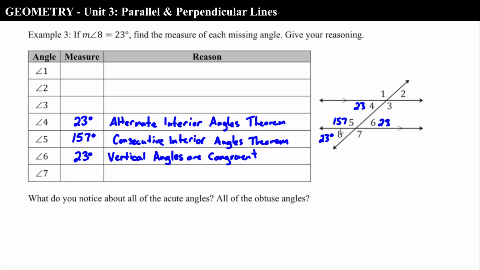Well, we can certainly use that to find angle 1, because angle 1 should be the same as angle 5, because corresponding angles are congruent. So we have angle 1 is 157 degrees because of the corresponding angles postulate.